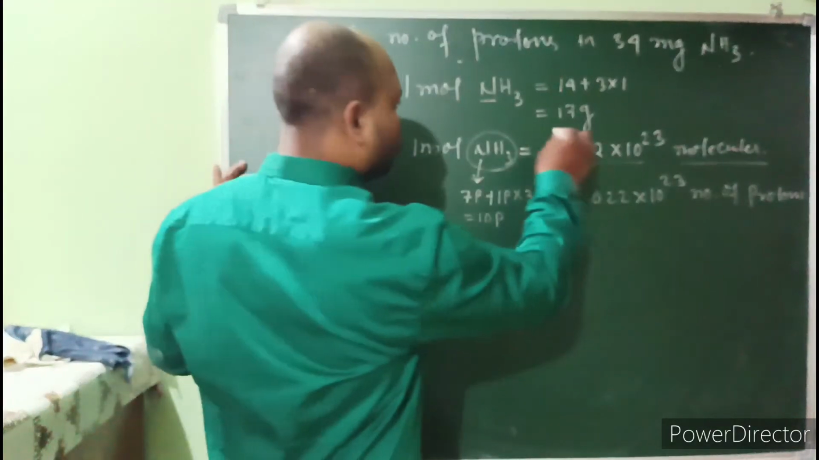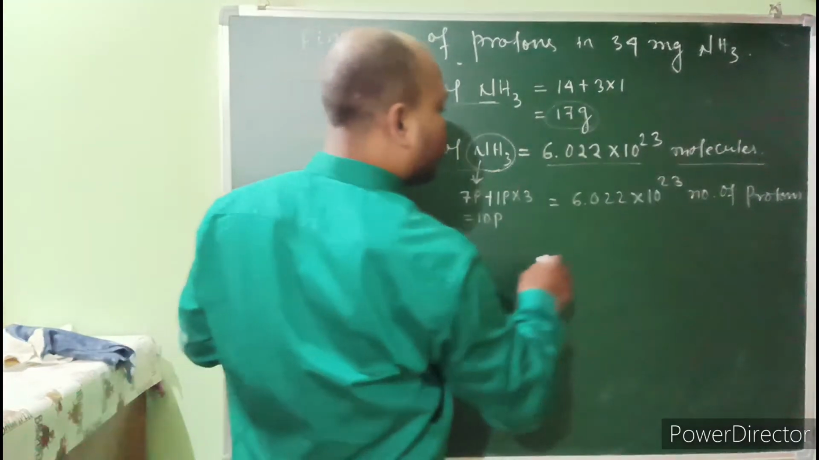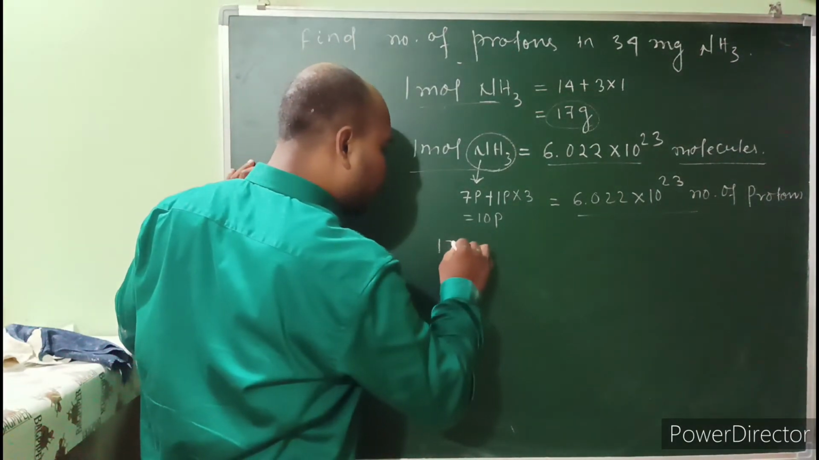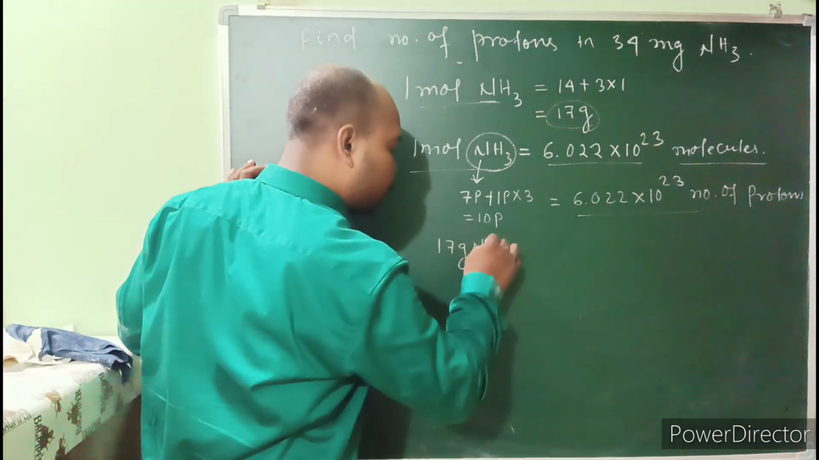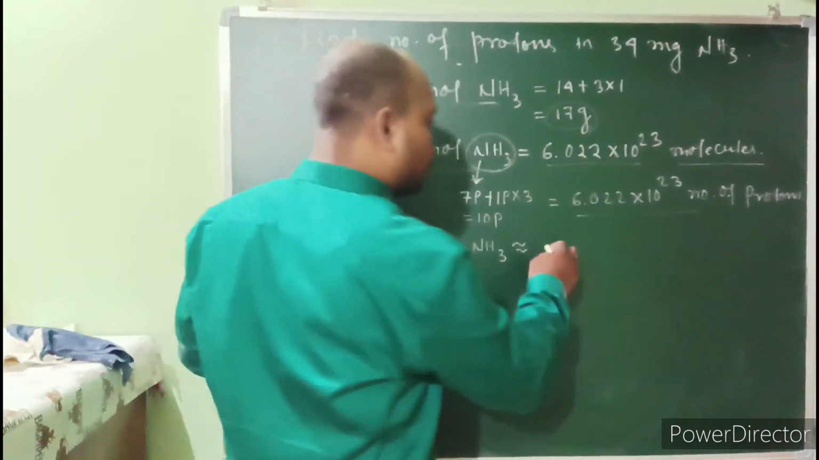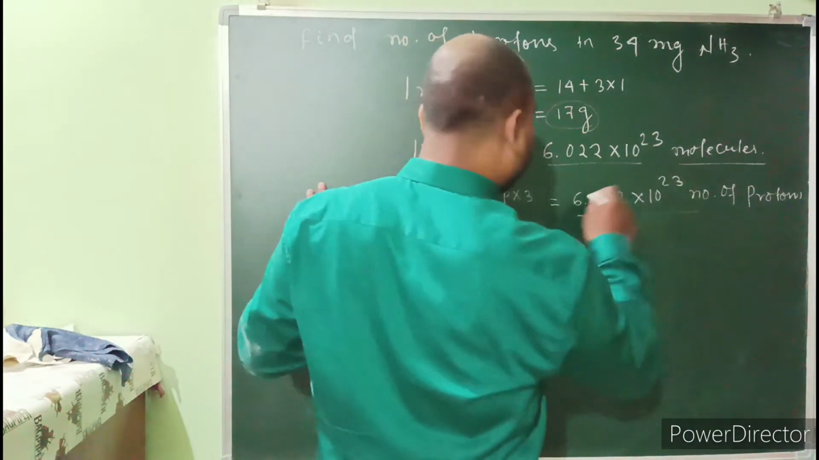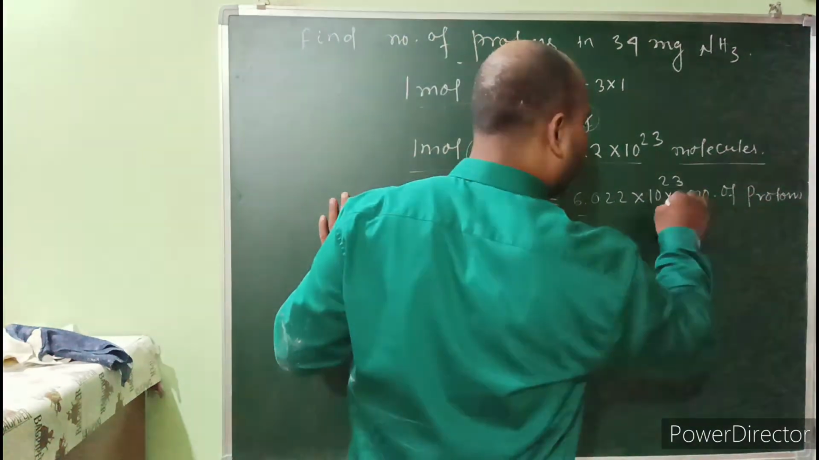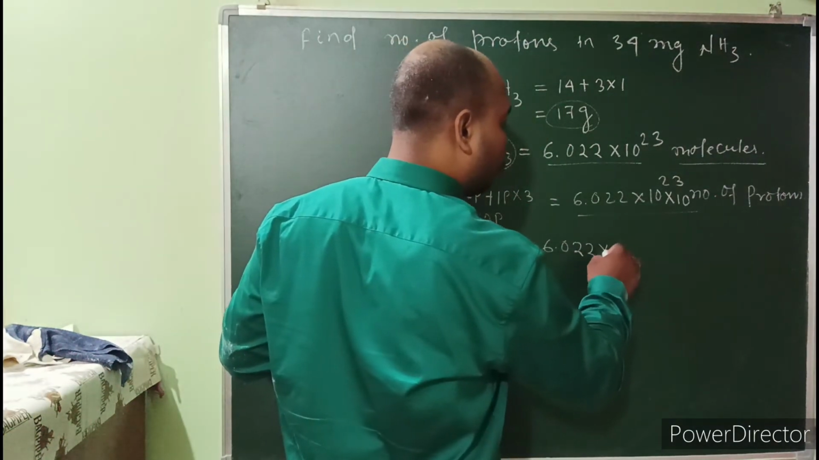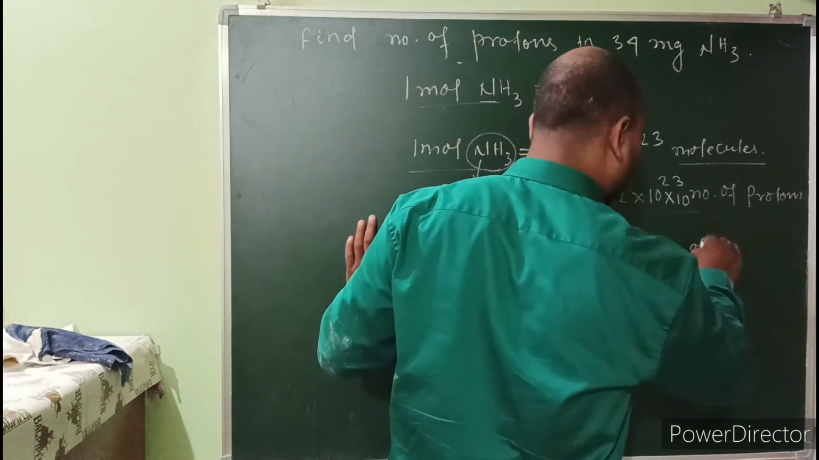Now, if we see, 1 mole ammonia contains 17 gram, and 1 mole ammonia contains this number of molecules. So I can write that 17 gram ammonia is equivalent to 6.022 into 10 to the power 23, and here there are 10 protons, that's why we multiply by 10 here, giving 6.022 into 10 to the power 24 protons.